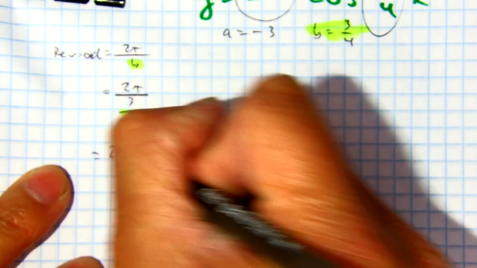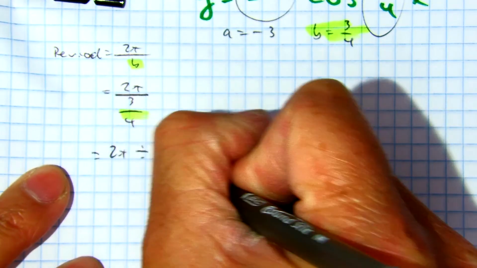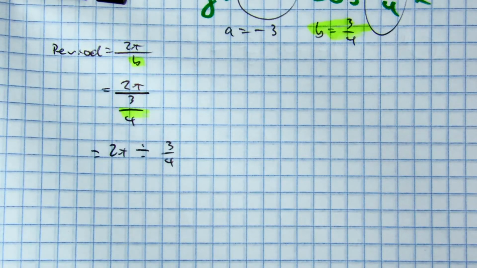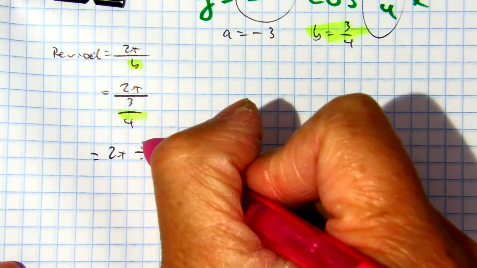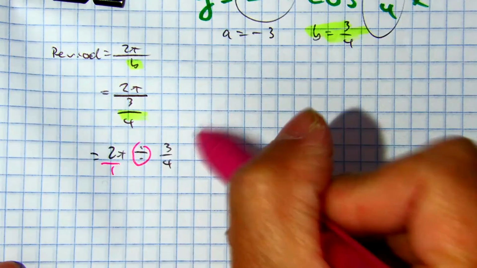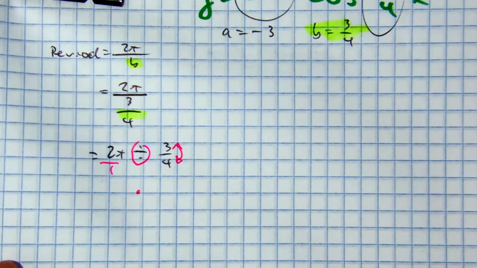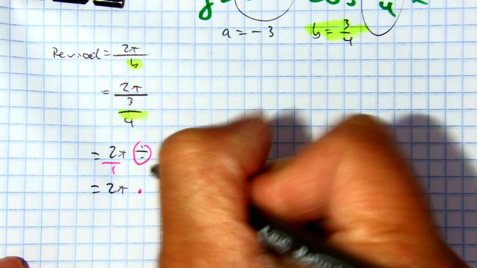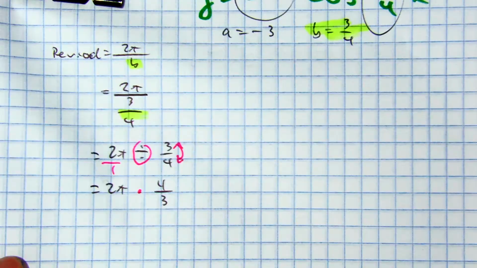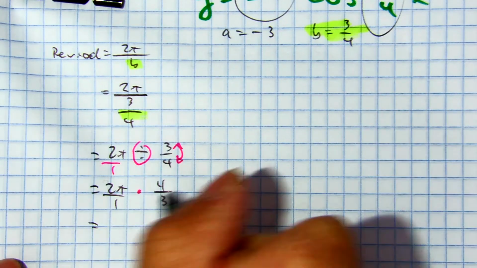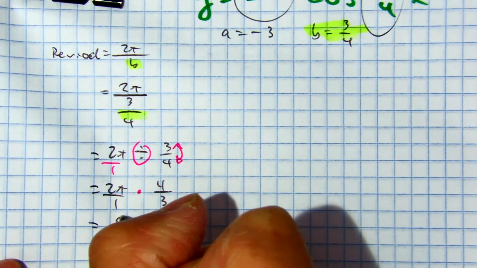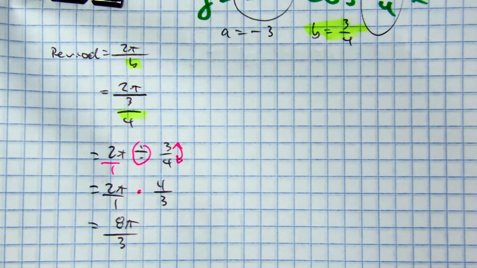2 pi divided by 3/4. Class, what happens there? Put over 1, and you flip it, and that one turns into multiplication. 2 pi times 4/3. Multiply across, you get what? Raise your hand if you got 8 pi over 3.